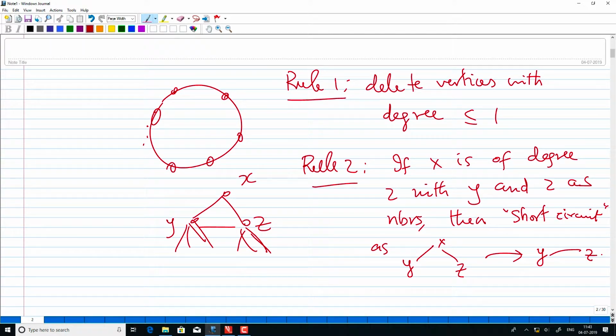If yz was already an edge, I will add a multi-edge. So it will be a multi-graph. Okay. So I will always now have a multi-graph, because then this is a 2-cycle. I need to maintain that cycle structure.